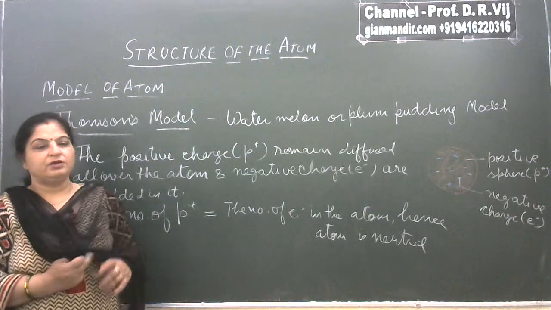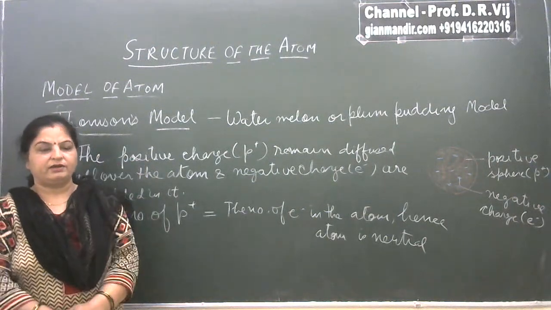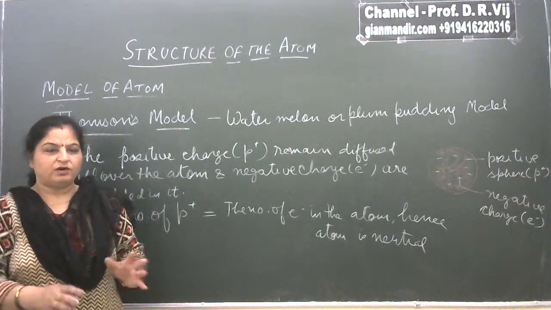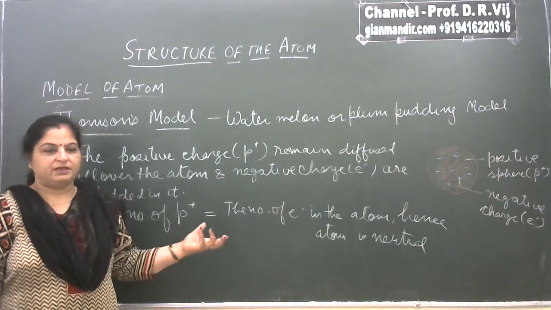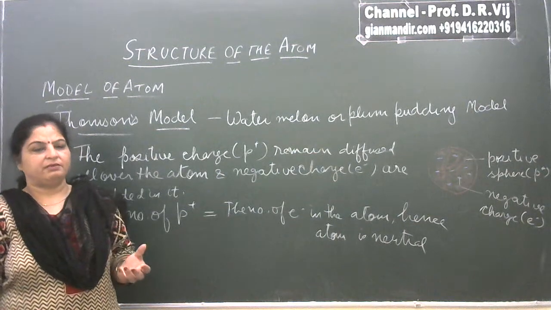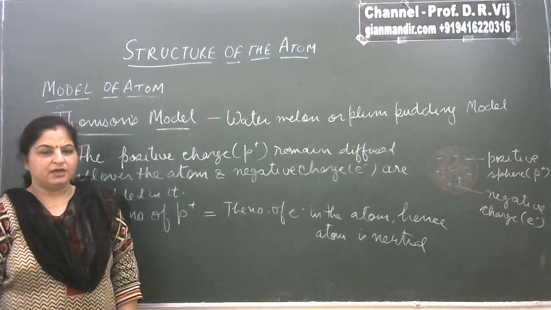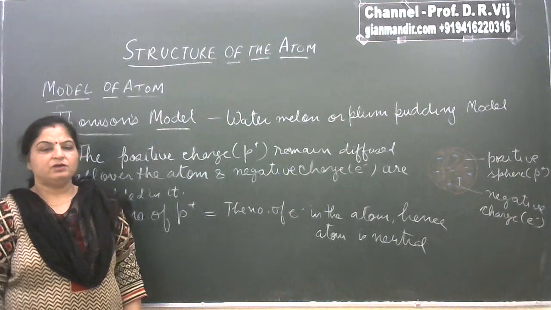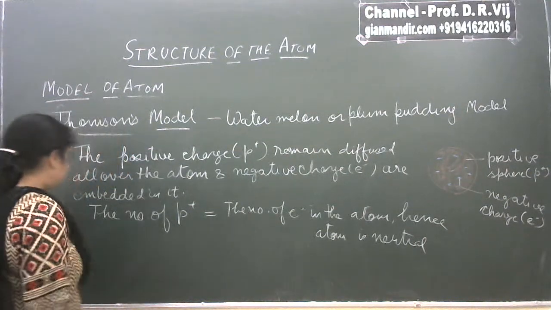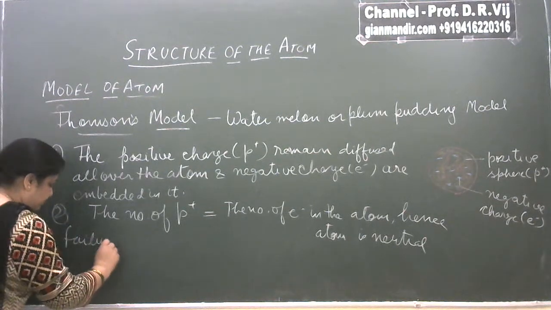But the scientists kept on working to find the exact structure of the atom, or you can say they just wanted to prove or justify that whatever Thomson had said was wrong, right. So they were performing a number of experiments. But the results of these experiments were very shocking, as these results were not in accordance with Thomson's model of atom, and this led to the failure of Thomson's model.